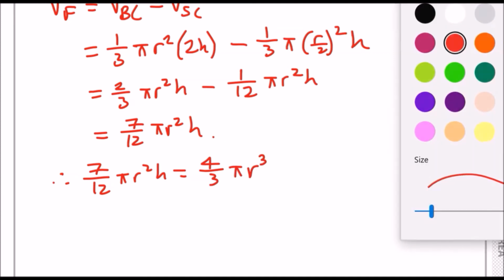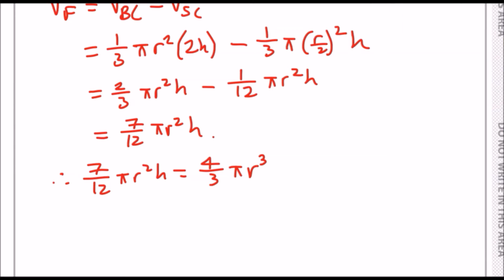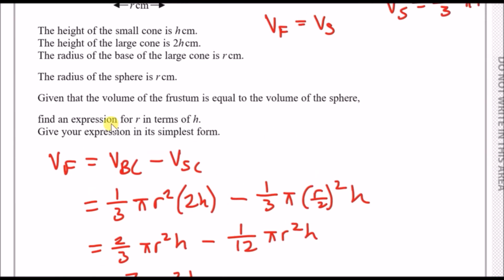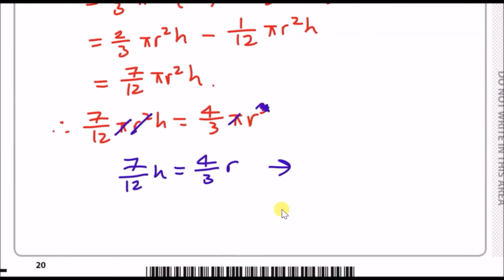And now we just go ahead and cancel what we can. So what I'll do, guys, they both have a pi, so cancel that out. They both have at least 2 powers of r, so r squared goes, and this power 3 goes, so you're left with r to the power 1. And now the equation reduces to 7 over 12 h equals 4/3 r. And now at this stage, they told us that they want to find the expression for r in terms of h. In other words, make r the subject. So in your calculator, it will look a bit like this.